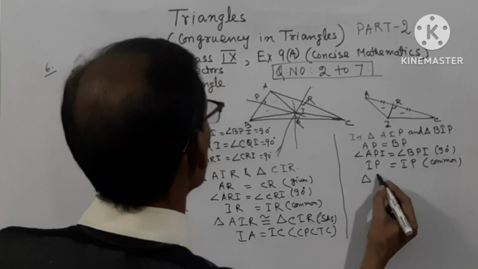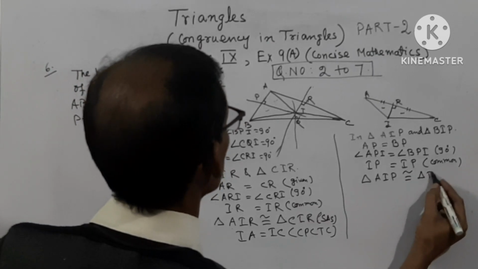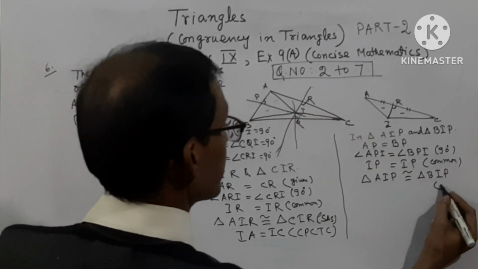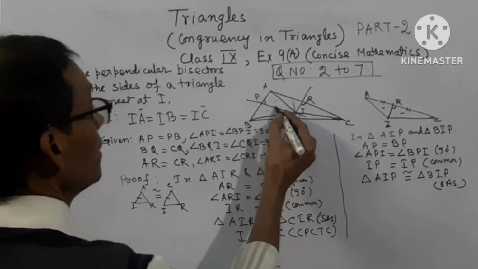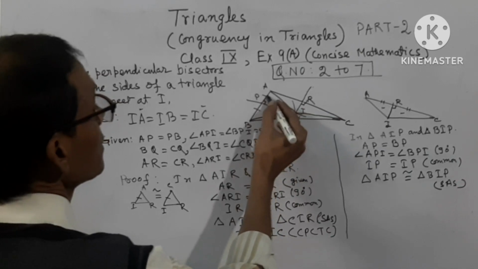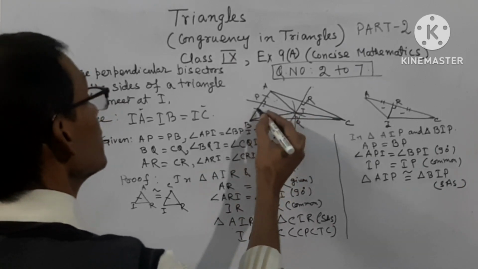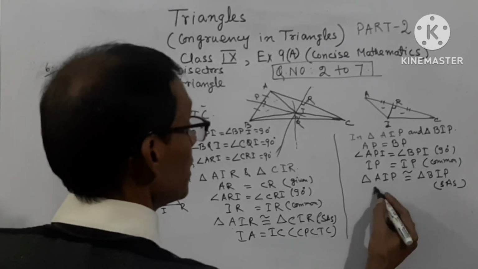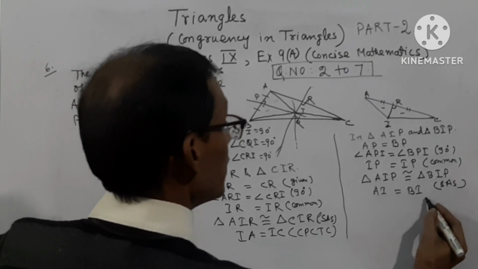Hence, triangle AIP is congruent to triangle BIP by the same SAS criteria. You can see this side is equal, these are equal. So side angle side, side angle side. So this is the SAS criteria. Now you can write AI equal to BI by CPCTC.